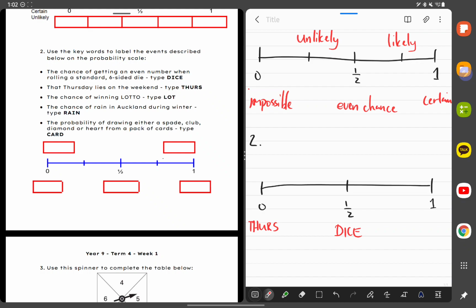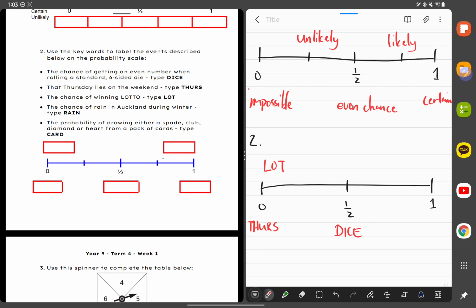The chance of winning lotto, type lot. The chance of winning lotto is not impossible. People do it. It is very, very unlikely. So I'm going to put it very close to 0. So that box where it is really close to 0 but not quite, that'll be the lotto.